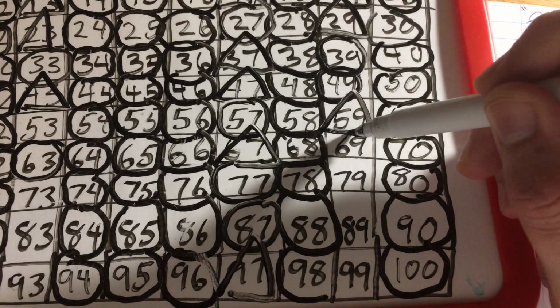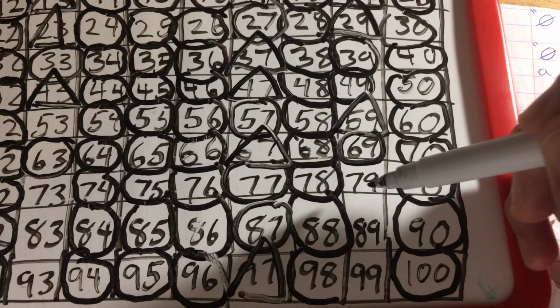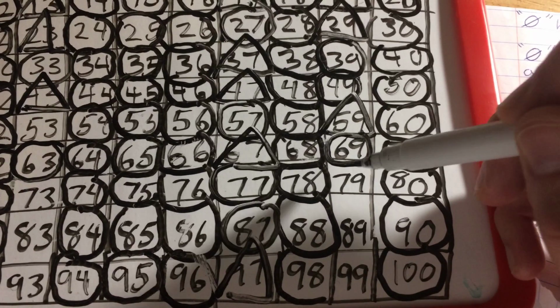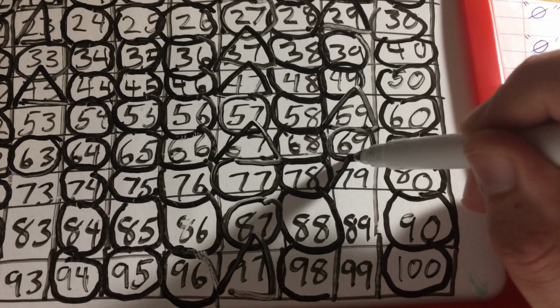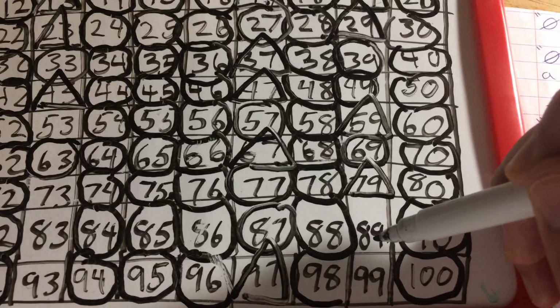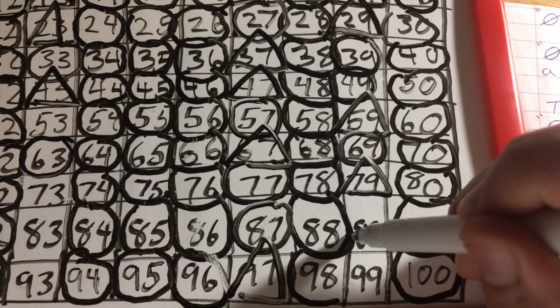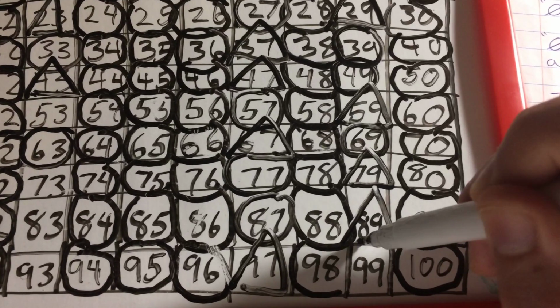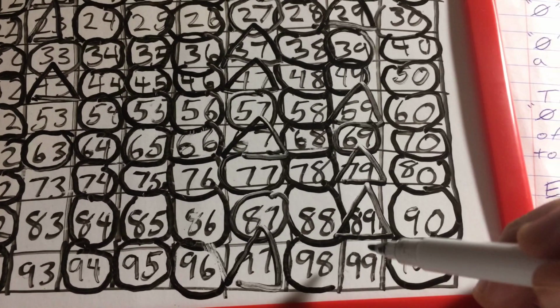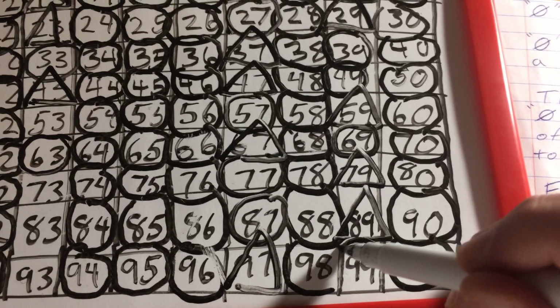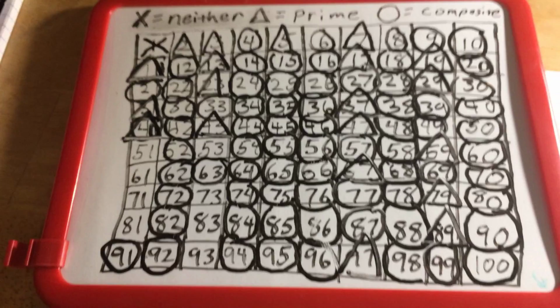That is a multiple of 3. So we circle it. 7 plus 9 is 16. That's a prime. It's not a multiple of 3. 8 plus 9 is 17. It's a prime. Not a multiple of 3. 9 plus 9 is 18. That is a multiple of 3. So we circle it. And guys, we just did all of them.